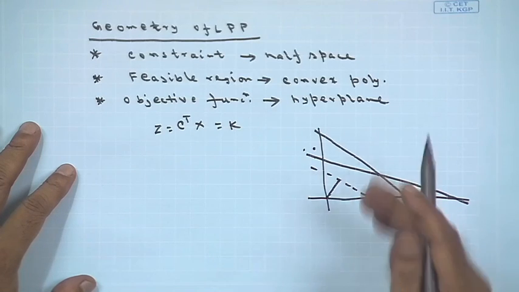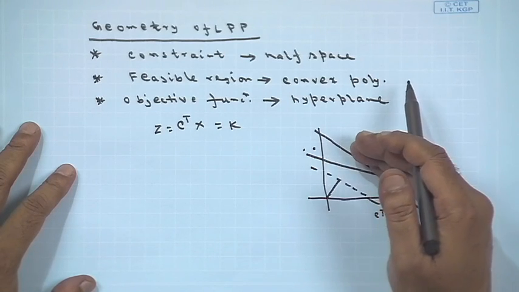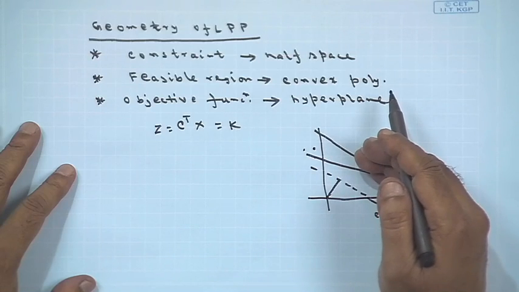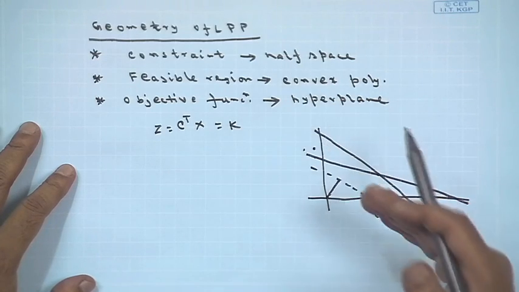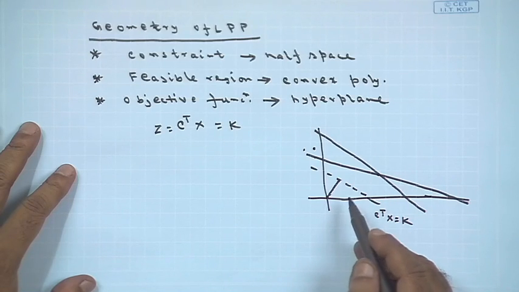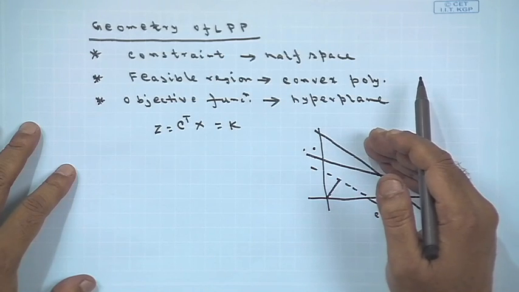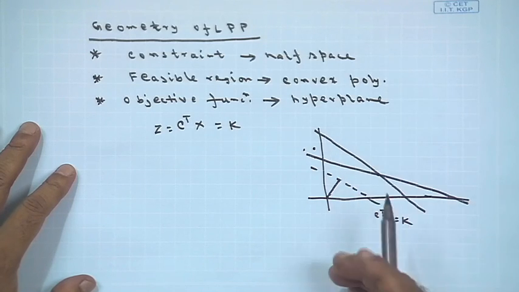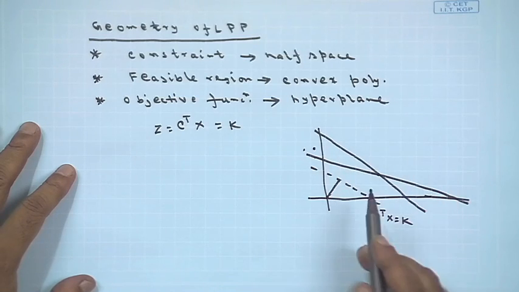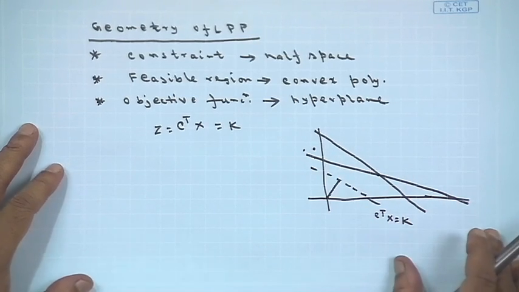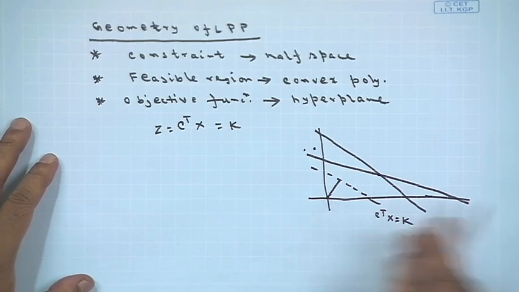So, if I move this line away from the origin, I will go towards this side. So, for maximization problems, I can move this hyperplane for the objective function away from the origin, and if I have to find the minimization of a problem, this line will come closer to our origin.